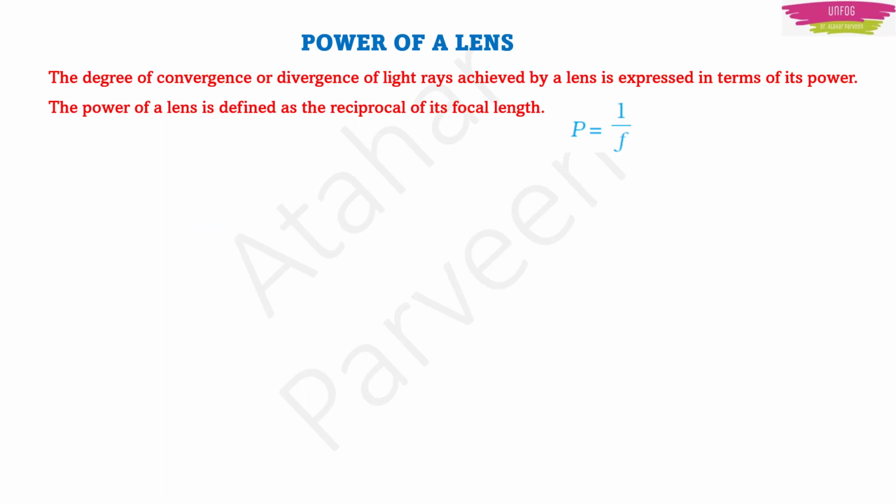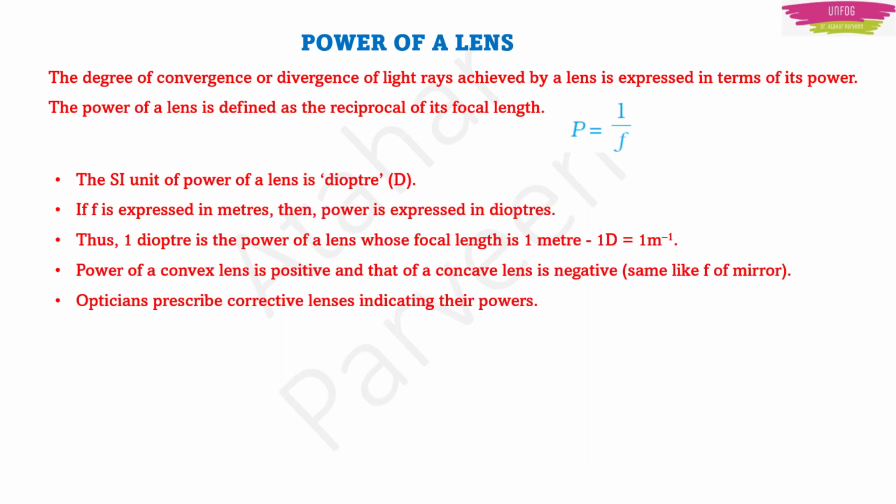Now coming to power of a lens. What does the power of a lens mean? It is the degree of convergence or divergence of light rays achieved by a lens. Usually we define it as the reciprocal of the focal length of that lens. So power P is equal to 1 upon f. There are certain points which you have to remember. They can be asked as MCQs.